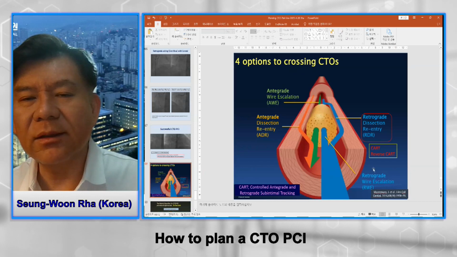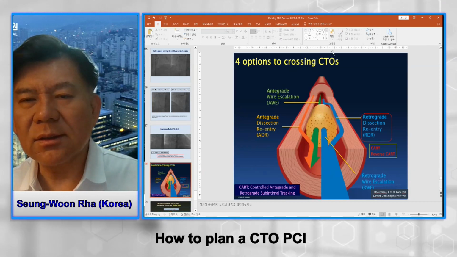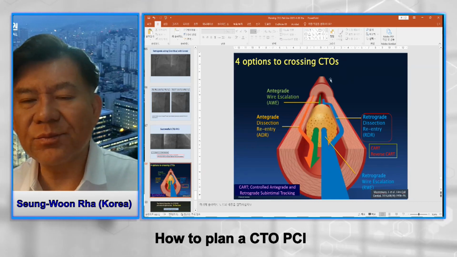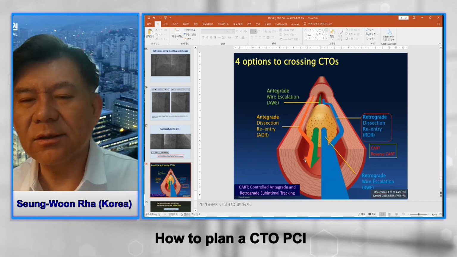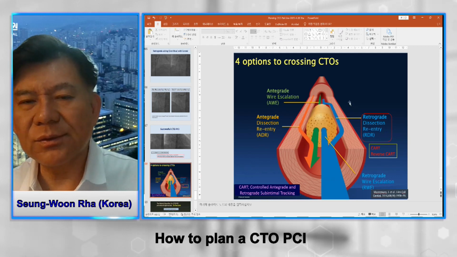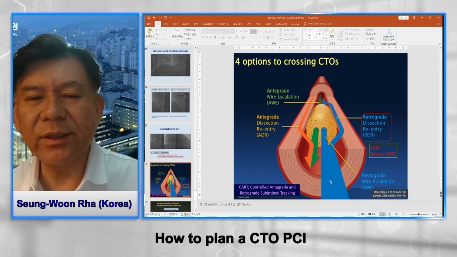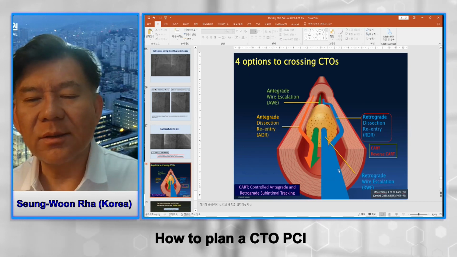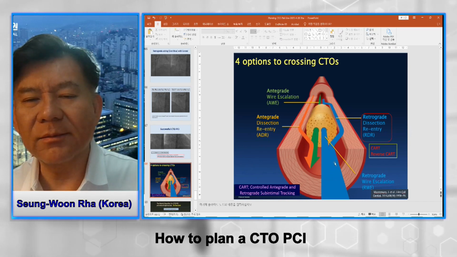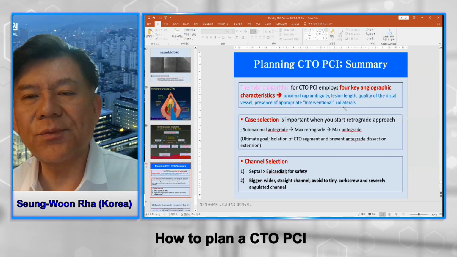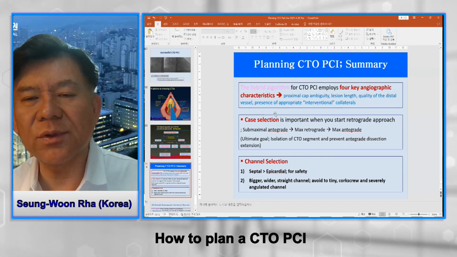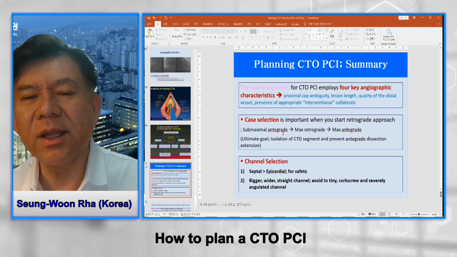So this is my summary. Whether to go to antegrade, whether to go to retrograde, I showed the independent predictor for the antegrade failure, and the most common reason why we go to retrograde. Whether to go here or there depends on the operator's experience, and whether the benefit and the failure, your choice. But I'd like to recommend the 4 key angiographic characters that I showed you, and the case selection is important, and this depends on the operator's huge experience.